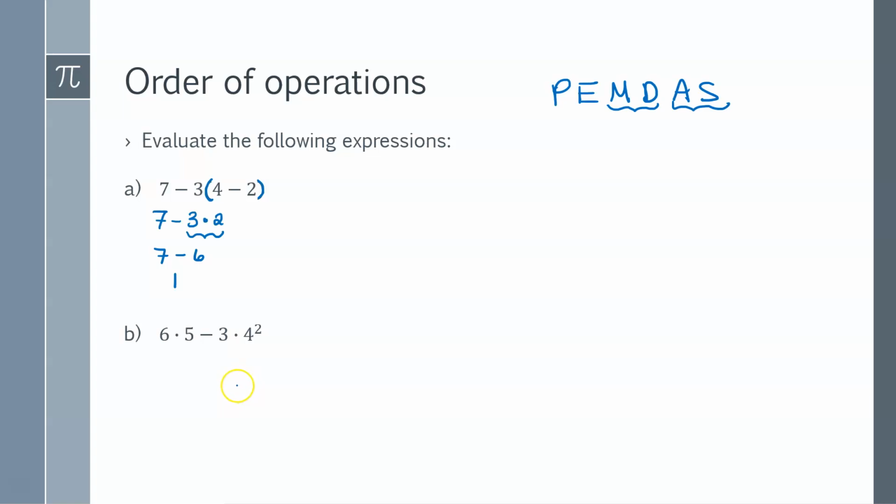And you can pause this video at any time and try these on your own and then come back and just make sure you're on the same page. So here we have 6 times 5 minus 3 times 4 squared. So if I'm looking here, parentheses would come first, but there's no parentheses. So then I'm going to move on to exponents.